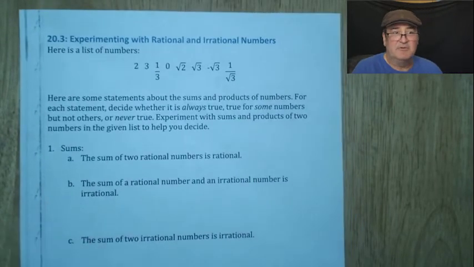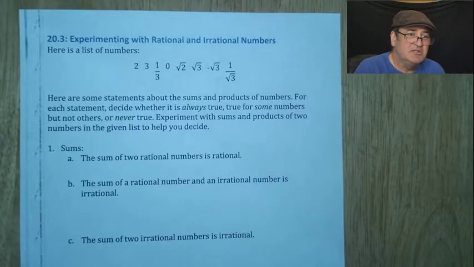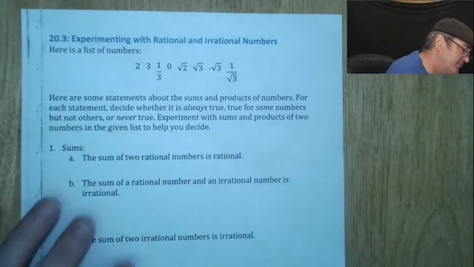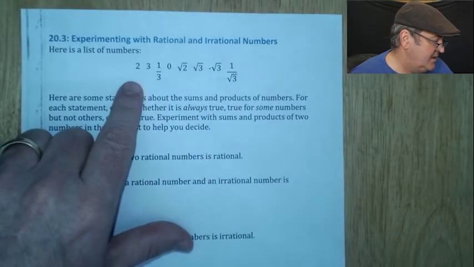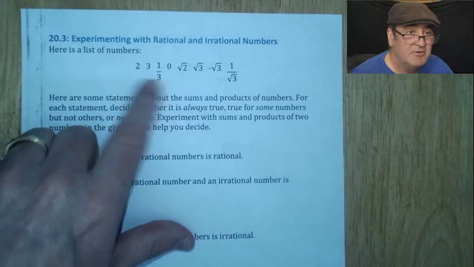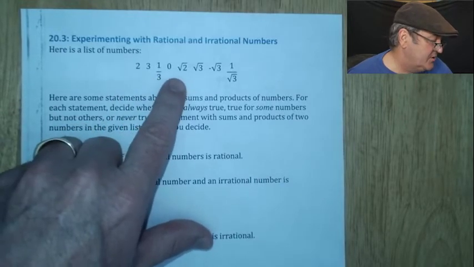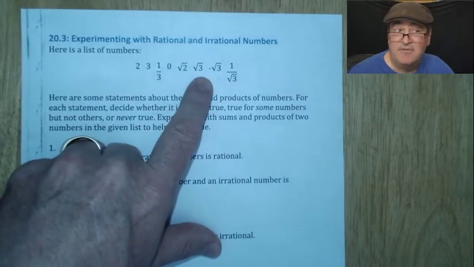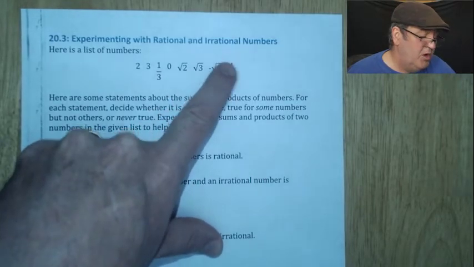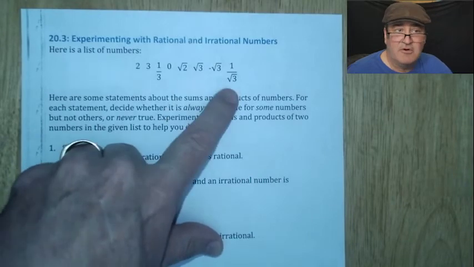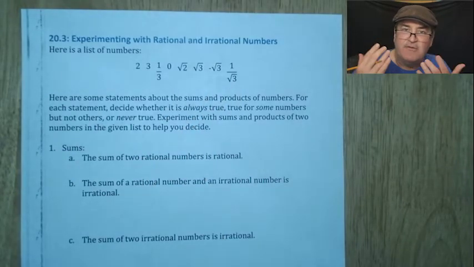Let's experiment with rational and irrational numbers. Here's a list of numbers. So they gave us some numbers here. And if you'll look at them, 2, 3, 1/3, and 0, these first 4, they're all rational numbers. The second 4, square root of 2, square root of 3, negative the square root of 3, and 1 divided by the square root of 3, these 4 are all irrational numbers. So they gave us 4 of each.